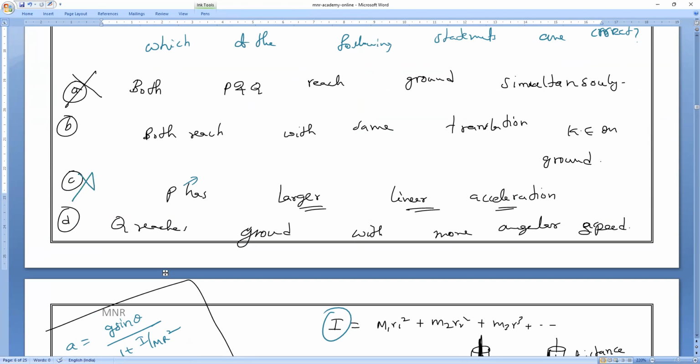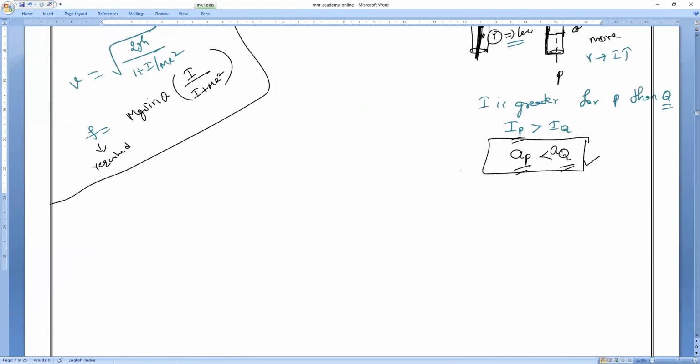Then let us verify the next: both reach with the same translational kinetic energy. All of you observe very carefully. Kinetic energy is half mv square. So now tell me, velocity of P. Acceleration of P is less than acceleration of Q, which means velocity of P is also less than velocity of Q. Will you all agree with me? Please respond, guys. Yes or no?